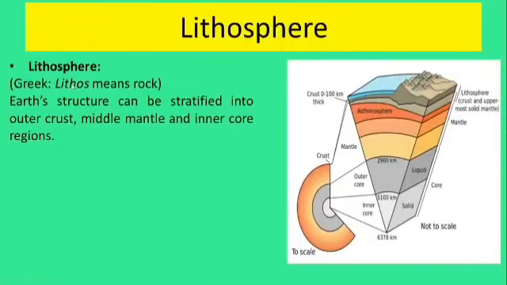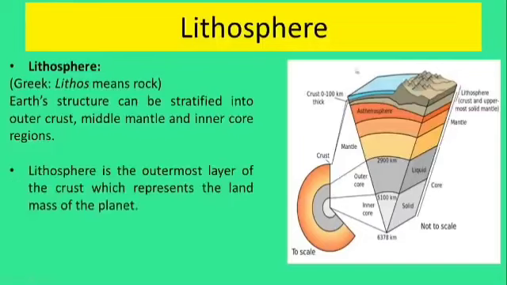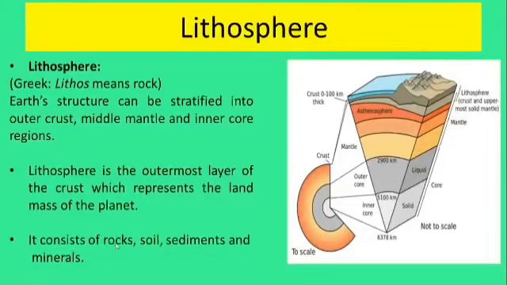Lithosphere is derived from the term lithos, which means rock. Our earth structure can be stratified into outer crust, mantle and core. Lithosphere is the outermost layer or surface of earth, and on this surface we find rock, soil, sediments and minerals.